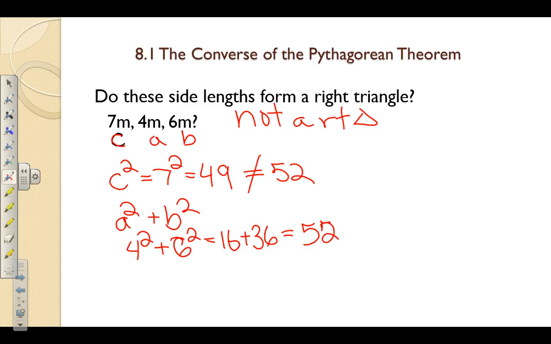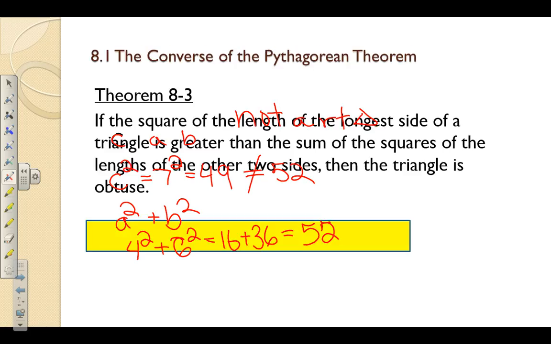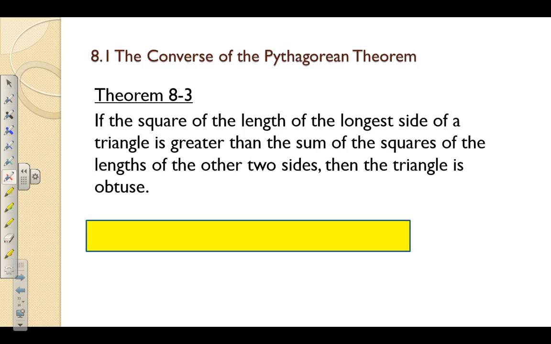Which then leads us to the question, what happens, or how do I compare it if it's not a right triangle? And that brings up the next two theorems. Now, lots of words, but we can summarize it in symbols. If the square of the length of the longest side of a triangle is greater than the sum of the squares of the lengths of the other two sides, then the triangle is obtuse.